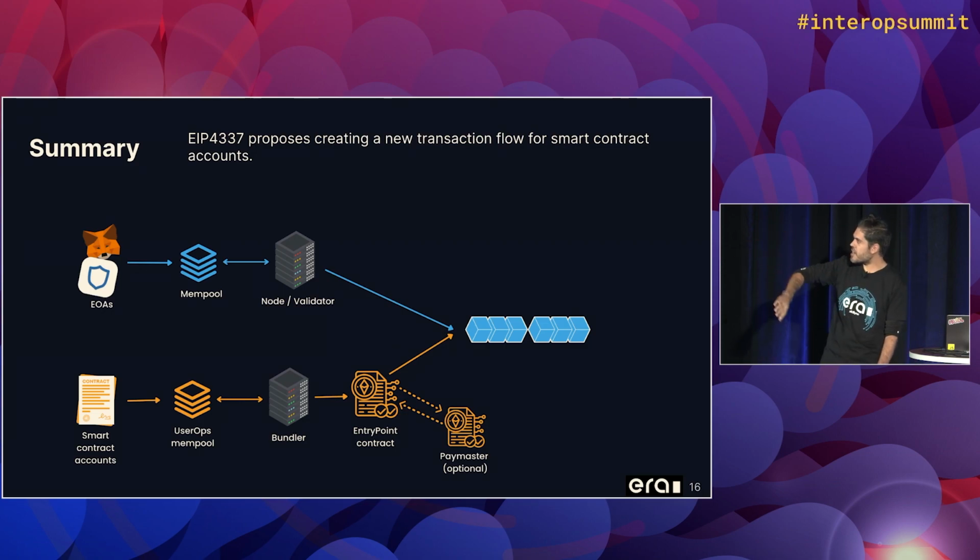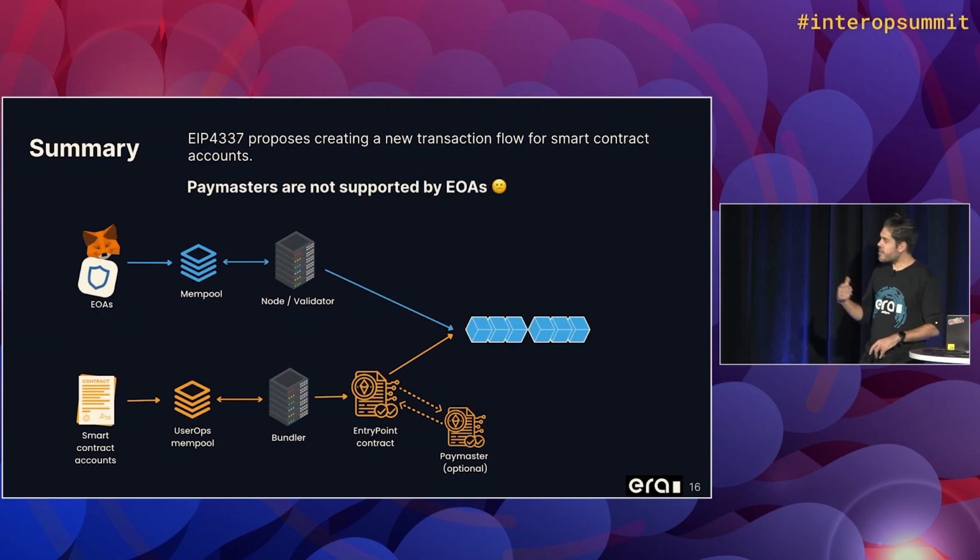So this is basically EIP 4337 in 6 minutes. Super, super fast. It's a new transaction flow for smart contract accounts. But there is a catch. If you see here, Paymasters are on this end of the flow. So if you have an externally owned account, you cannot use Paymasters, which, okay, we have a lot of good things in EIP 4337, but this is the catch.